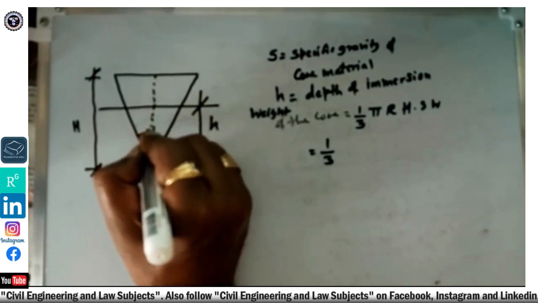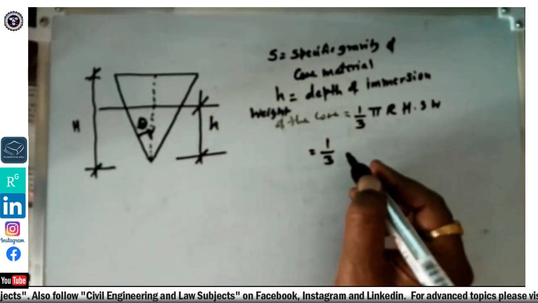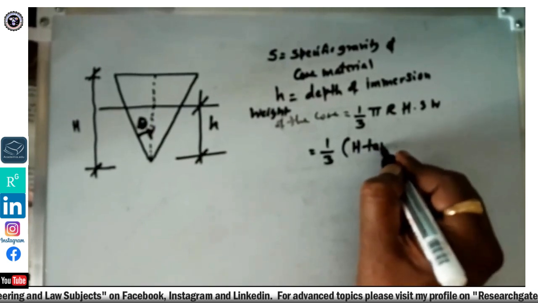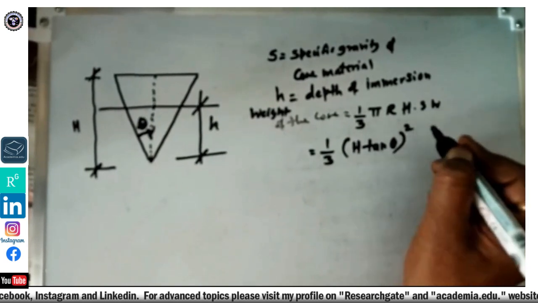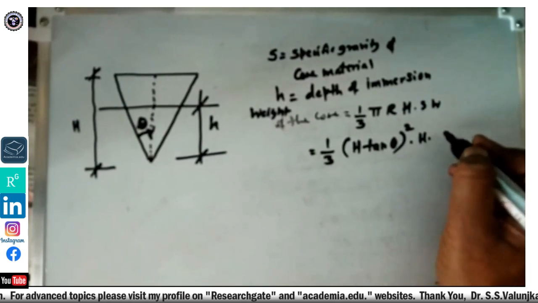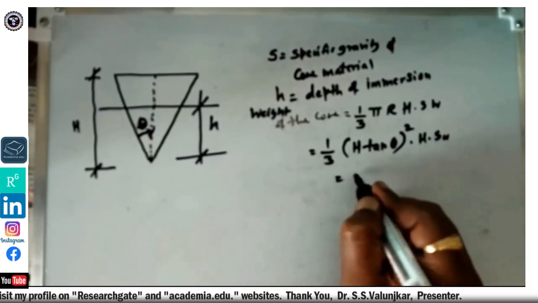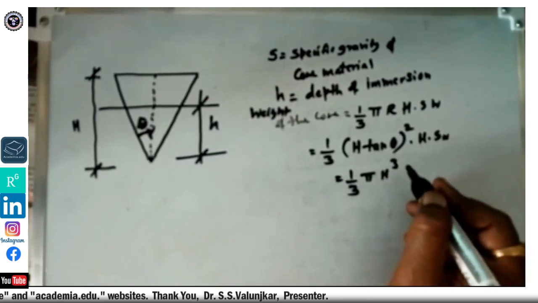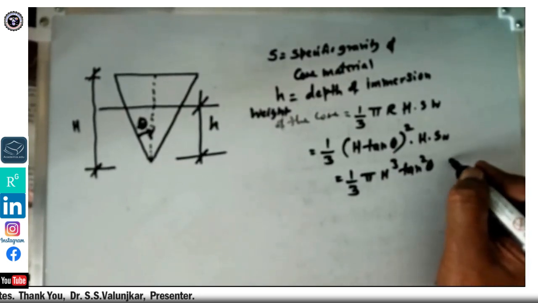This angle is theta. In some books it is also written as alpha. So one third pi, H tan theta whole square, into H into S into W, which is equal to one third pi H cube tan square theta S W.